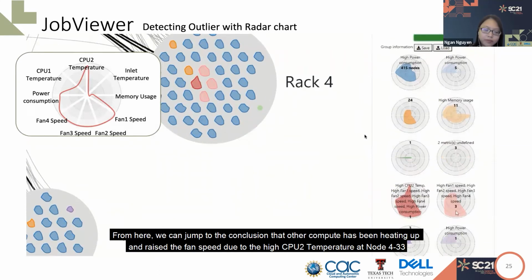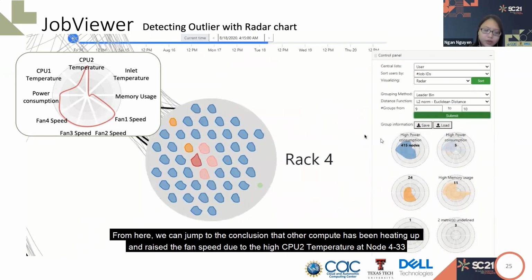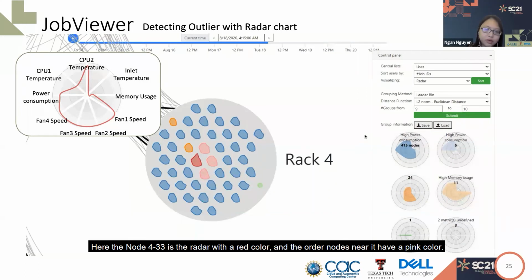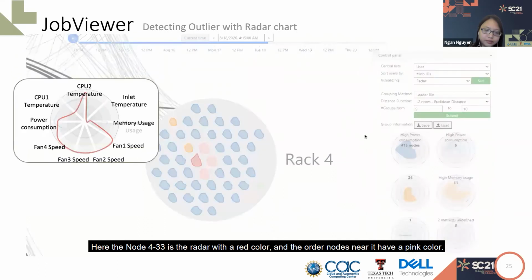From here, we can jump to the conclusion that the other compute has heated up and raised the fan speed due to the high CPU2 temperature at node 433. Here, node 433 is the radar with the red color, and the other nodes near it have the pink color.